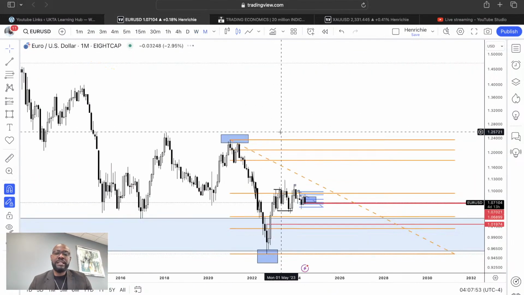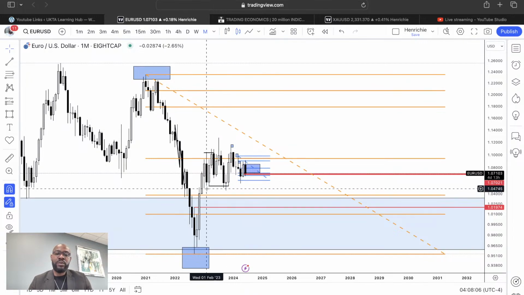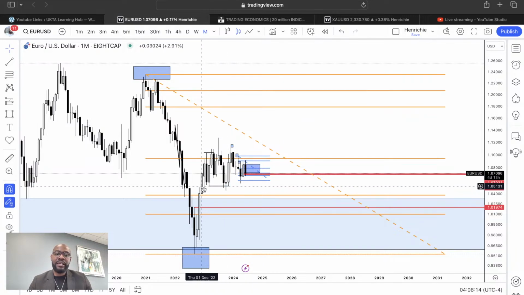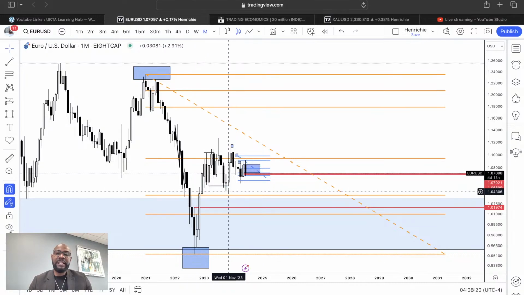If we go to the monthly inefficiency resting right here, this is liquidity. This liquidity has been there for like 8 months, and it's not even 8 months, it's literally over 1 year that the market has been piling up this liquidity resting right here. So nobody knows when it's going to get mitigated, whether next week, next month, or by the end of the year.